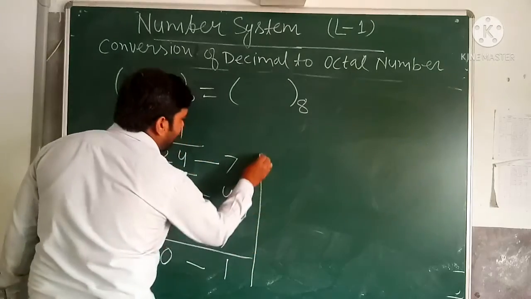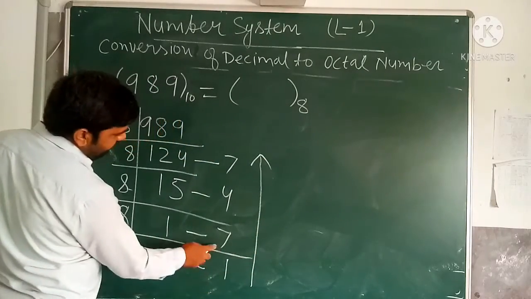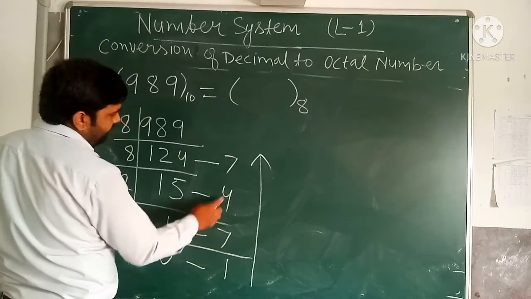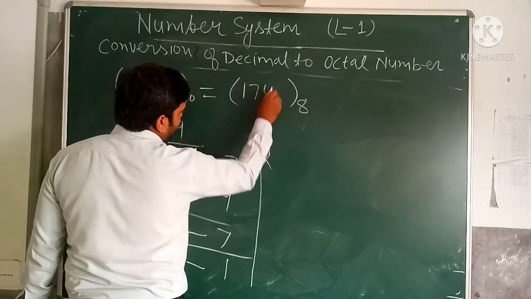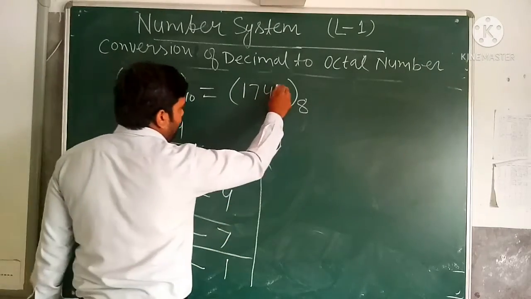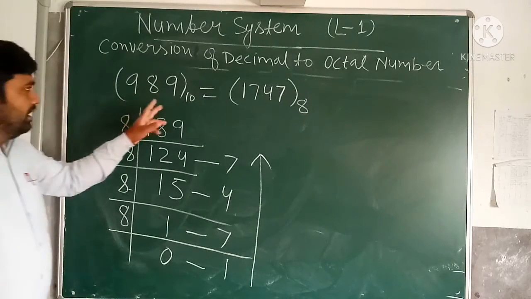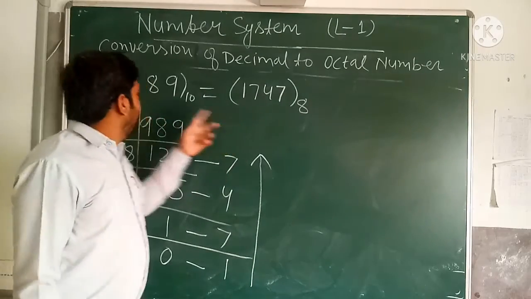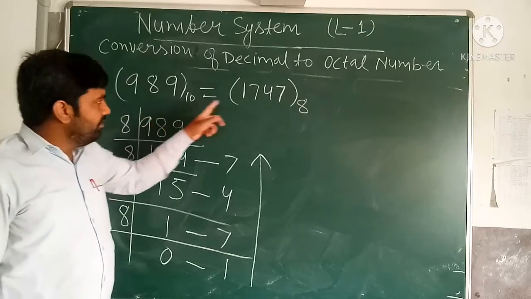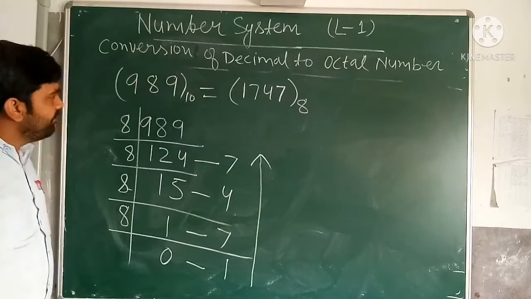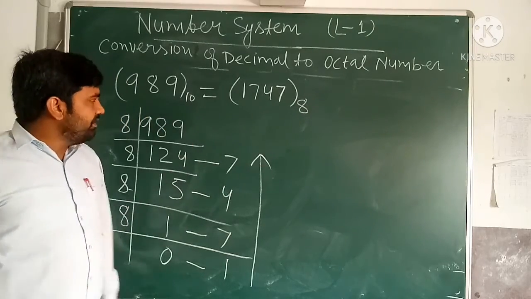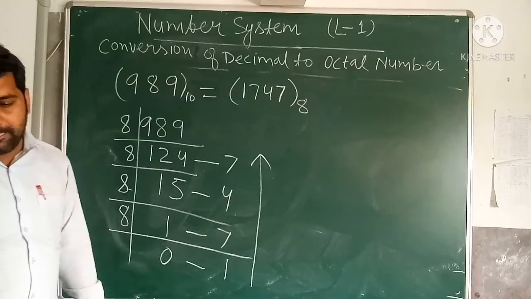Now from bottom to top you write 1747. So the octal equivalent of 989 is 1747. Okay, like this we convert a decimal number into an octal number.